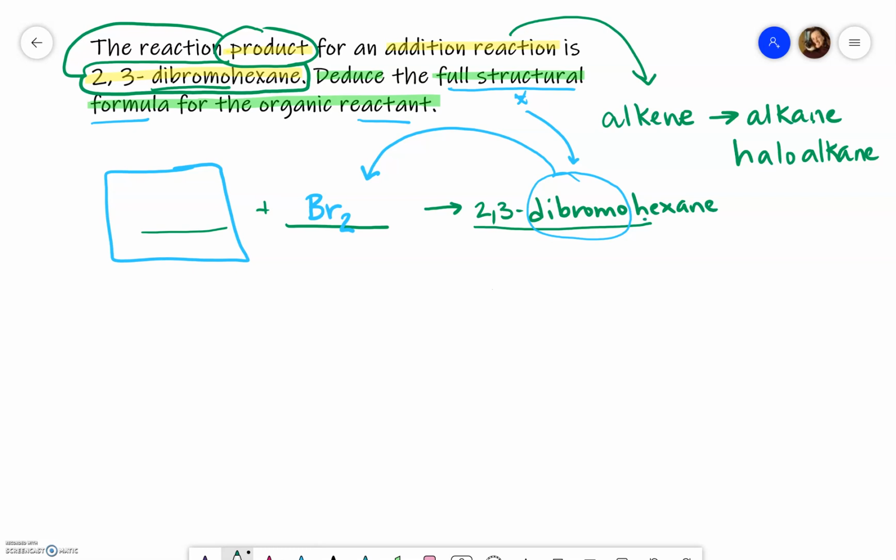So I'm going to have hex, meaning 6, ane, meaning that they are all singly bonded, and then 2,3-dibromo means that I have a bromine on carbons 2 and 3. So we're going to start drawing this out. 1, 2, 3, 4, 5, 6. And here is my second carbon, so I'm going to put a bromine on that one. Here's my third carbon, so I'll put a bromine on that one. Then I have to add all of those other hydrogens that I need.